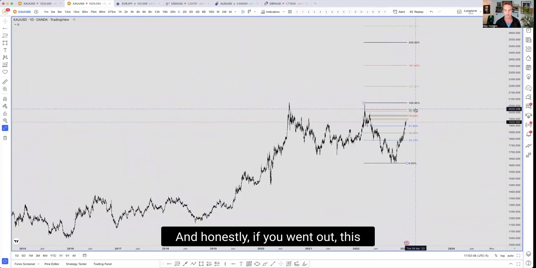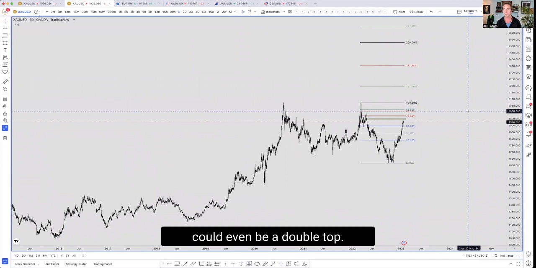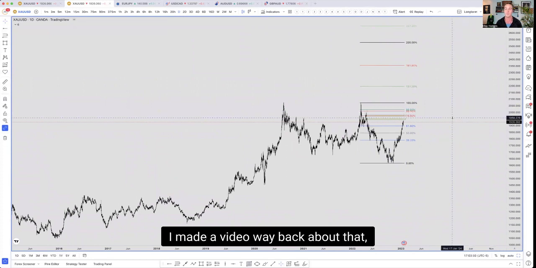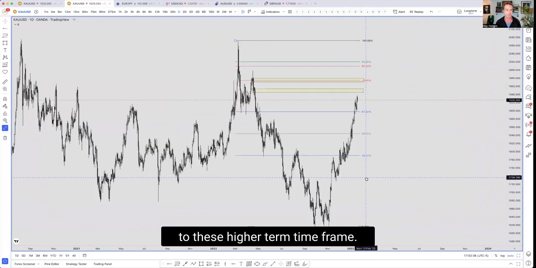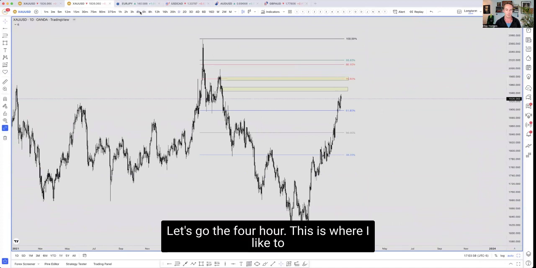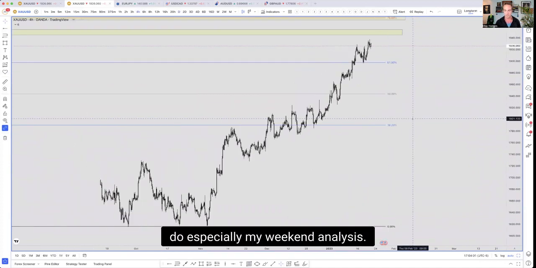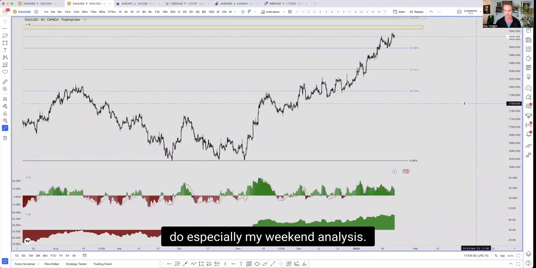And honestly, if you went out to this, it could even be a double top. I made a video way back about that, but I think it's invalidated by now. But that's the importance of going out to these higher time frames. We're on the daily now. Let's go to the 4-hour. This is where I like to do especially my weekend analysis.